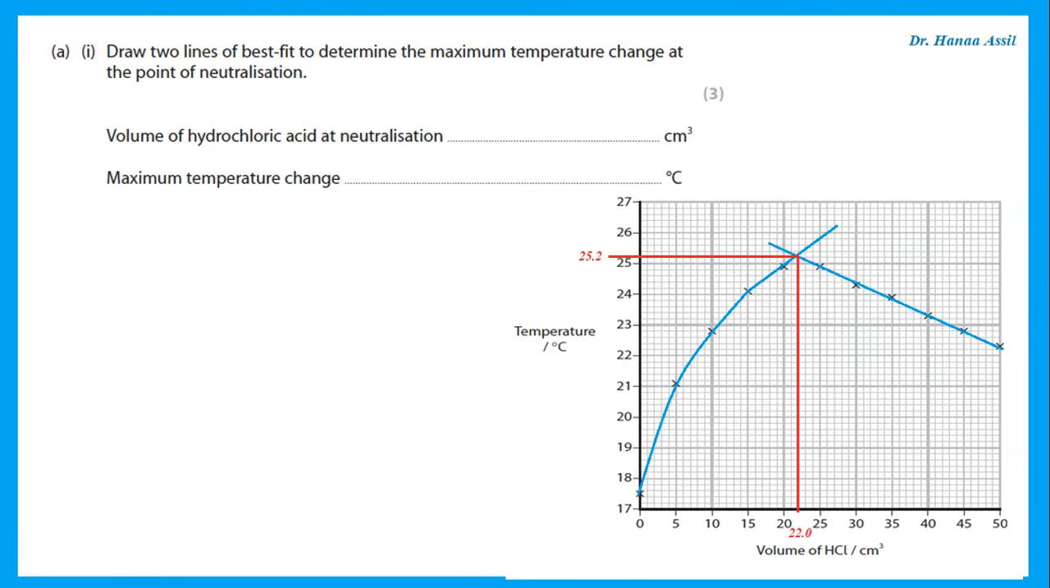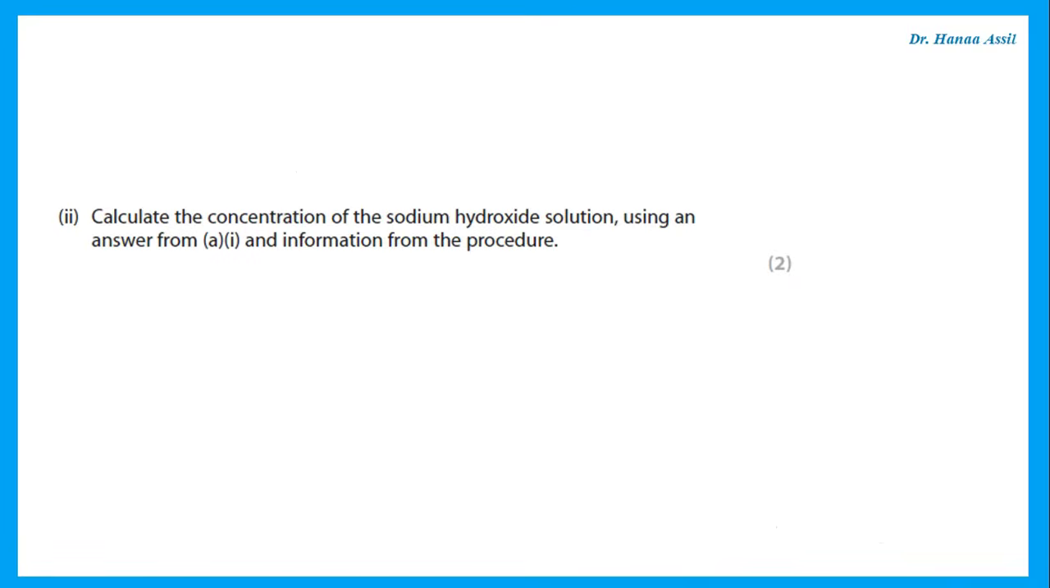So in this case, the volume was 22.0 and the maximum temperature was 25.2, but we want the change, the maximum temperature change. So notice that we started at what? 17.5 to 25.2. The temperature change is 7.7 degrees Celsius.